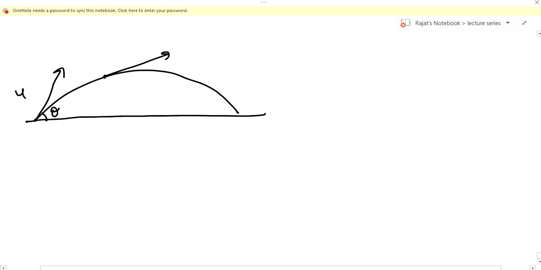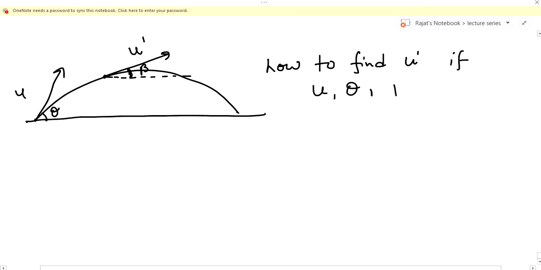Suppose you throw a projectile at an angle of theta with initial velocity u, and at some general time t, the projectile is making an angle of beta with the horizontal. And suppose at this instant the velocity is u dash. How to find u dash if u, theta, beta are given?